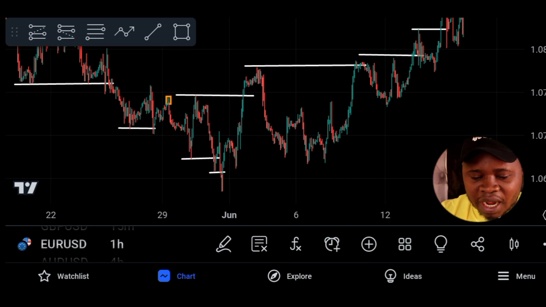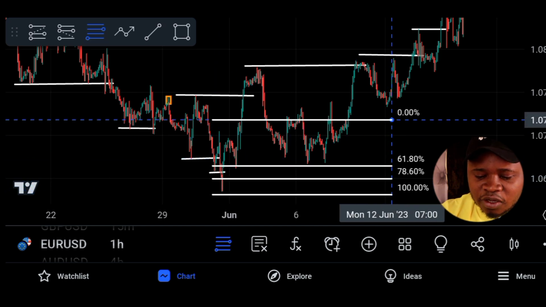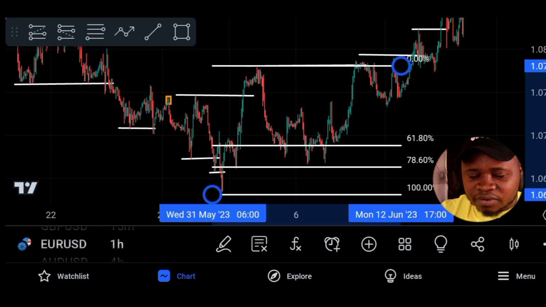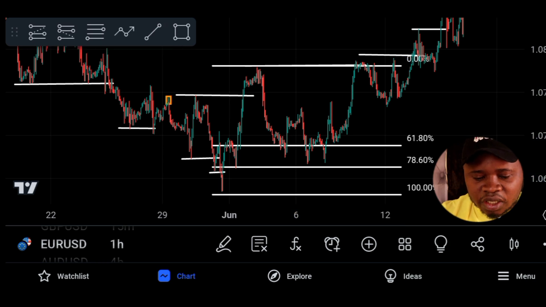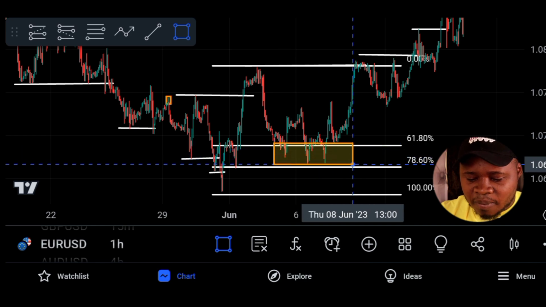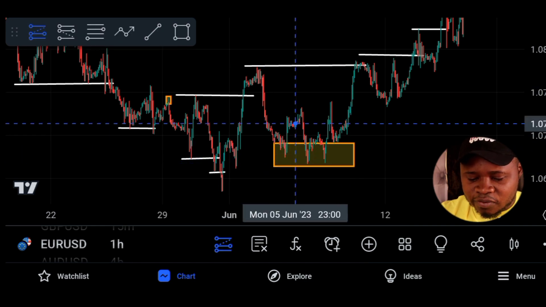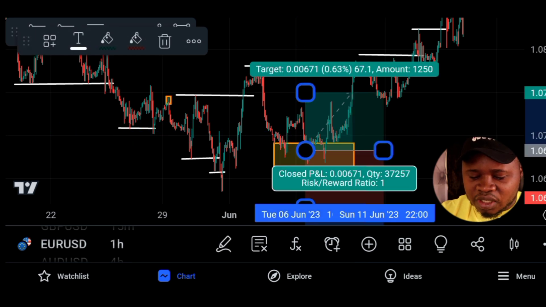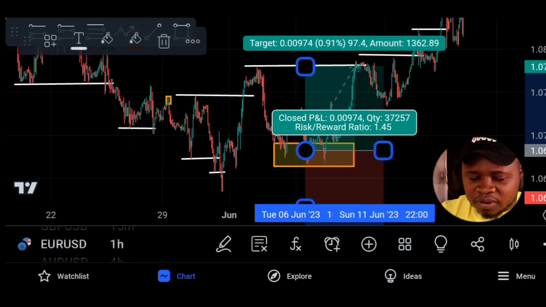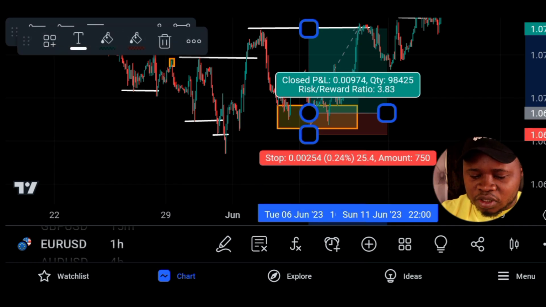So now look at this pullback. Let's see if it comes into 618 and 78 level. If you plot your fib, now observe. Sorry, the market came into 618 and 78 level from here. Then it bought to the upside. So if you are buying, put your buy entry from here, place it in between. Then this is your TP, and then your stop loss should be just a little bit below that box.